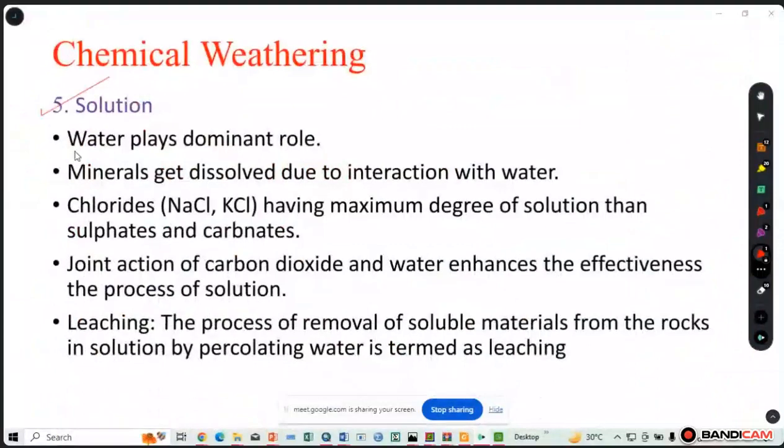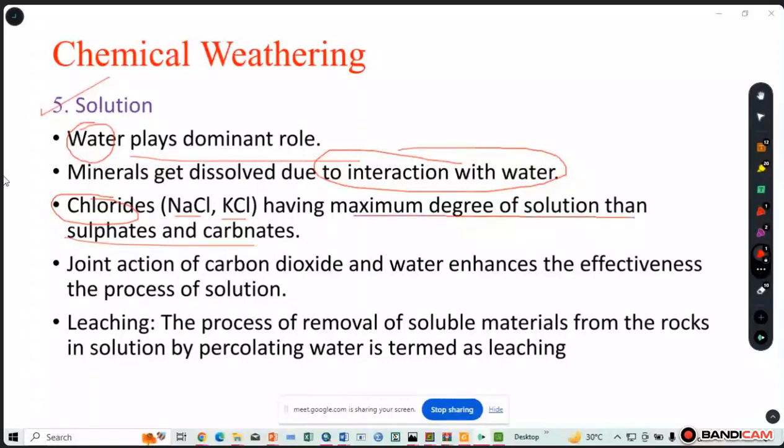What is solution? In the solution process, water plays the main important role. When a mineral gets dissolved due to interaction with water, what happens? The mineral containing chlorides, NaCl, KCl, is released into the water, and the dissolving capacity is maximum compared to the sulfate and carbonate. These are important things you can remember. The chloride ions have the maximum degree of solution capacity compared to the sulfate and carbonate ions. Joint action of carbon dioxide and water enhances the effectiveness of the process of solution.